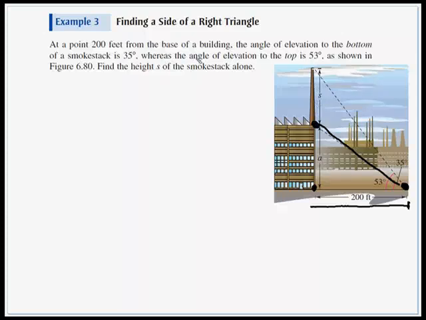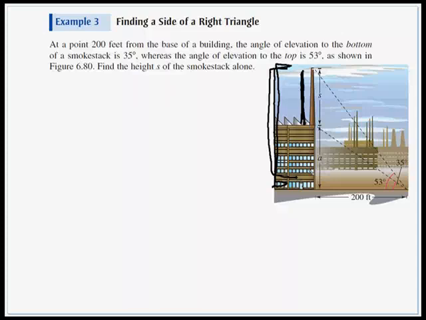Whereas the angle of elevation to the top is 53 degrees. So here is a 53-degree angle. And if we follow that up, we take that to the top of the smokestack. Find the height of the smokestack alone. So let's see, what's the height of the smokestack by itself? Well, if we find the overall height of the total building and the smokestack, and subtract out just the height of the building, we'll be left with just the smokestack.